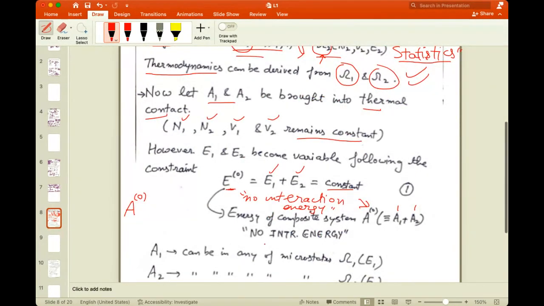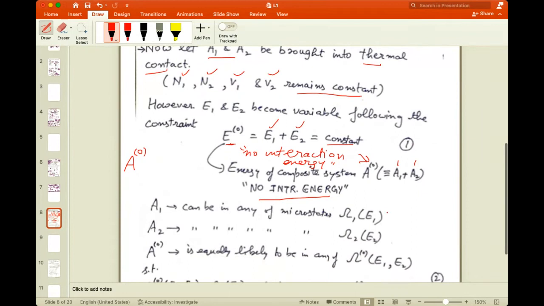So, as I already said, there is no interaction energy between the systems. We already said that omega 1 represents the number of microstates accessible to system A1. Similarly, omega 2 is the number of microstates accessible to A2, and here it is written only as a function of E1 and E2, because all the other four parameters N1, N2, V1, V2 are constant, right? If a function varies, we are only interested in a parameter which is a variable. Omega 1 is going to vary only if E1 is going to vary. So the macrostate of system A1 is going to change.